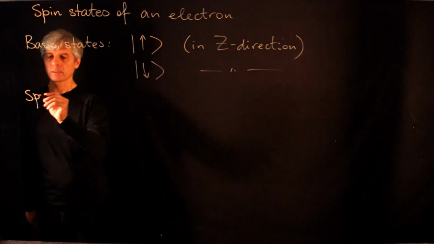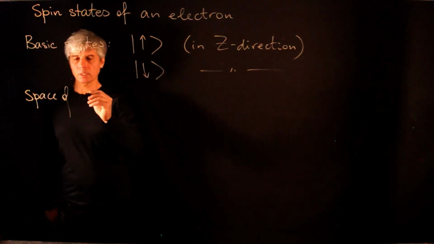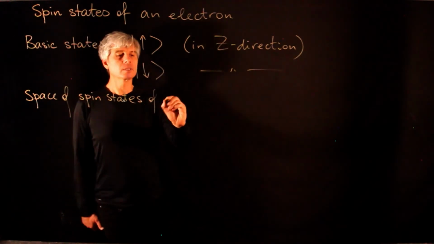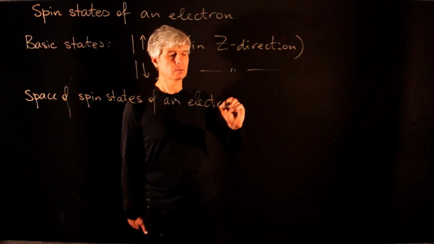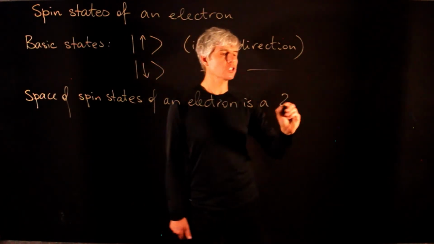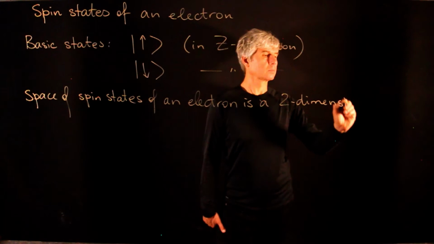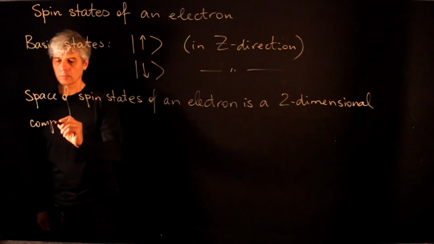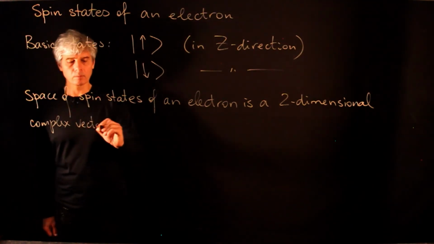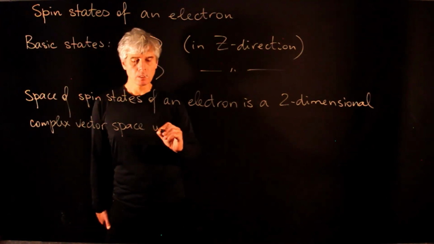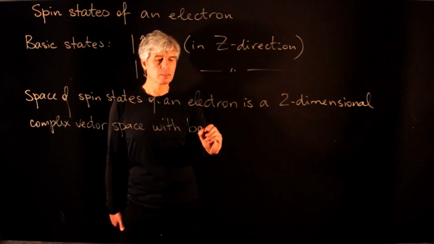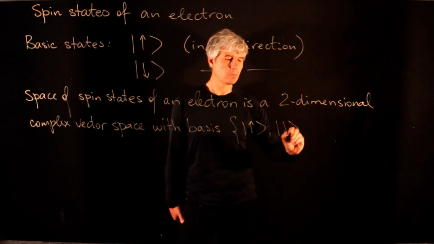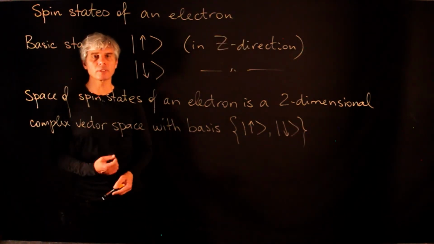And the space of spin states of an electron is a two-dimensional complex vector space with bases of spin up and spin down. Now, what is a spin of an electron?